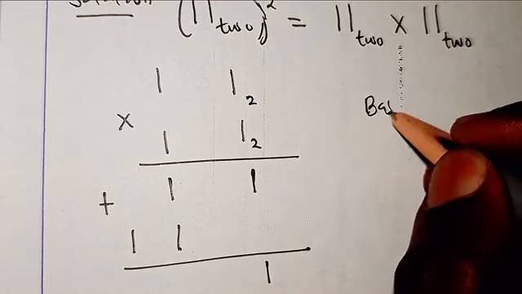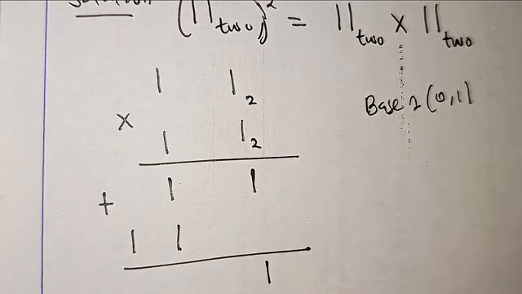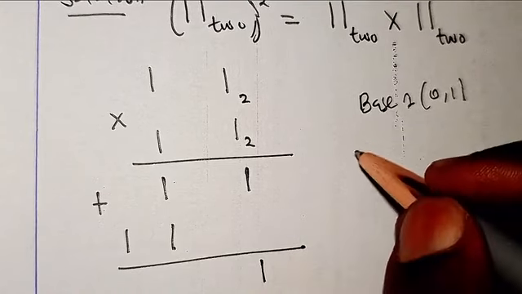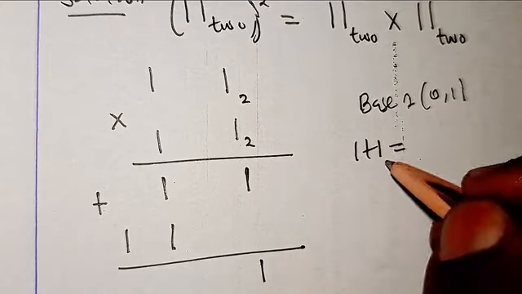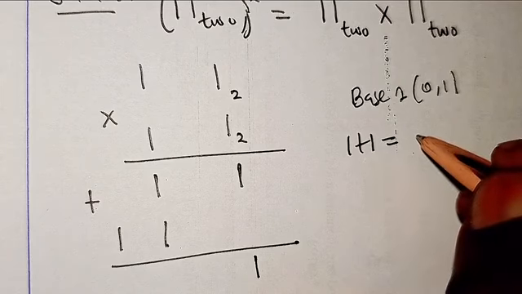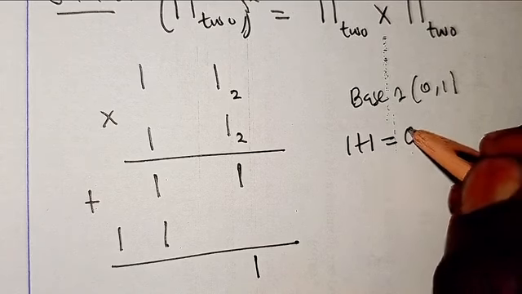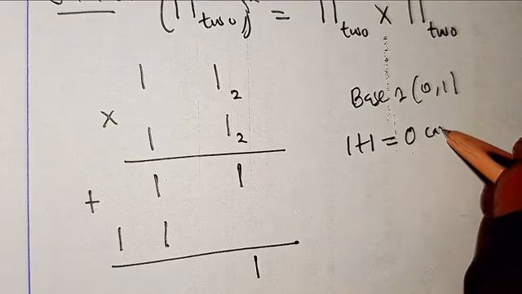So base 2 has just what? 0 and 1, that is what we'll be having. Now the law is that when you have 1 plus 1 in this number base, 1 plus 1 will be 0, and then you will have a carry 1.